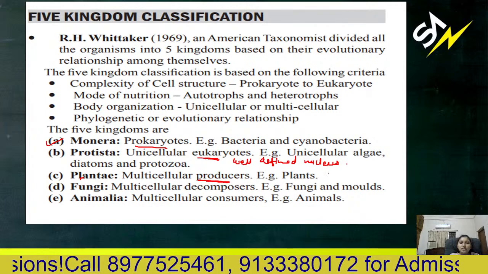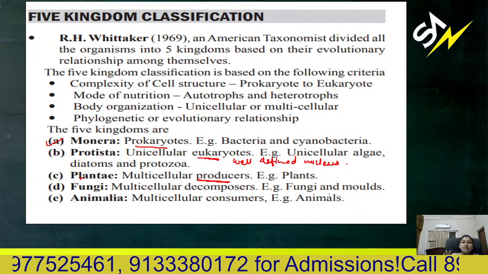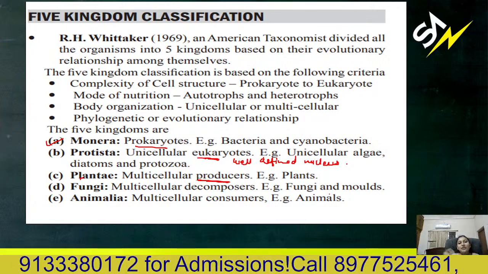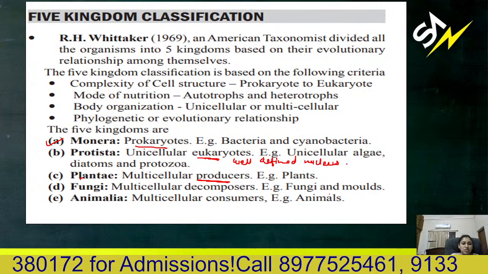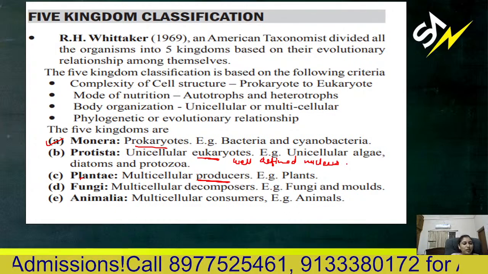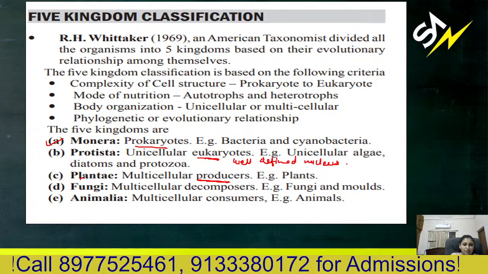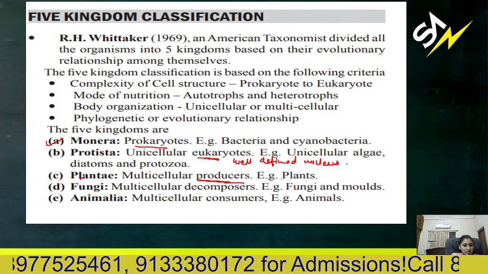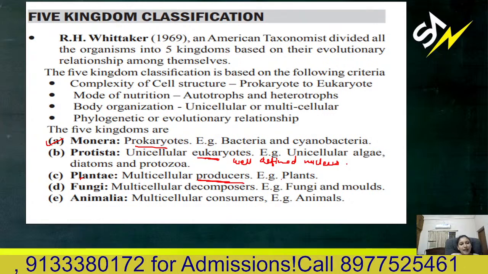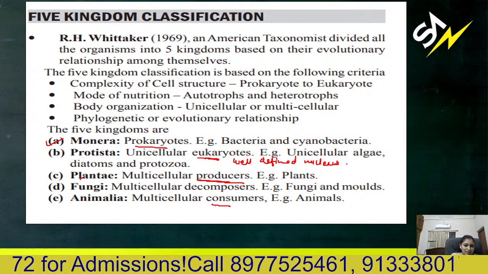Remember, producers means, see, if you run a company, then some companies produce some products, and products are used by the consumers. So all others are consumers, but these chlorophyll-bearing organisms can only produce the food. So that's why they are known as producers. Fungi, multicellular decomposers; Animalia, multicellular consumers. So that's why these are consumers.